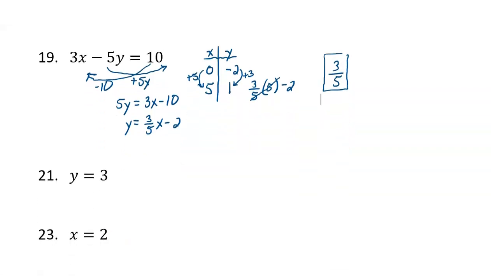Number 21, this equation only has the letter y. This is a horizontal line, so the slope of a horizontal line is 0. Number 23, this is a special case. It only has the letter x. It's a vertical line, so the slope of a vertical line is undefined.